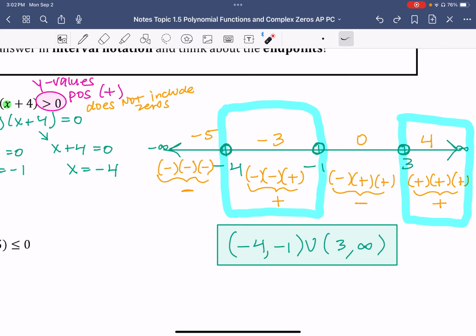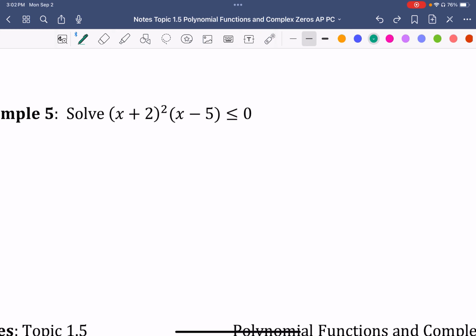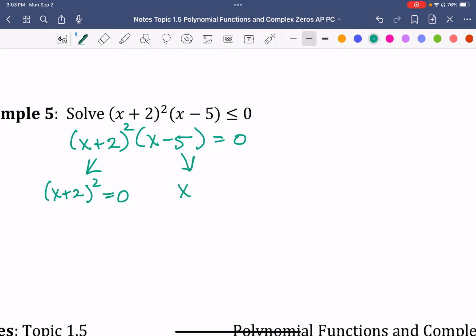Okay, let's try another one. Okay, so remember the first step again is to set the factors equal to 0 so you can find your zeros. So I'm going to separate these. X minus 5 equals 0. We're going to take the square root on both sides. These cancel out. You get x plus 2 equals 0. So x equals negative 2. And on this side, x equals positive 5.